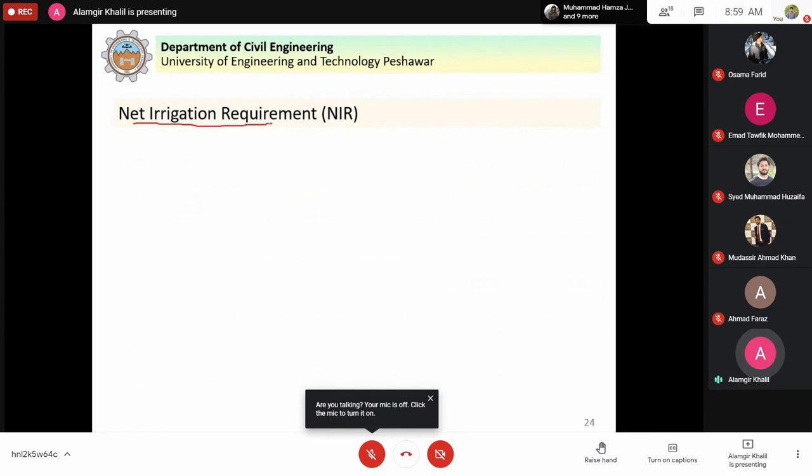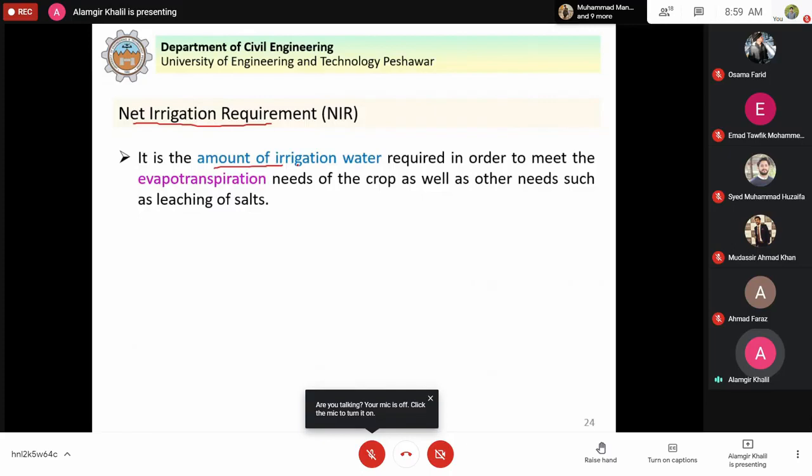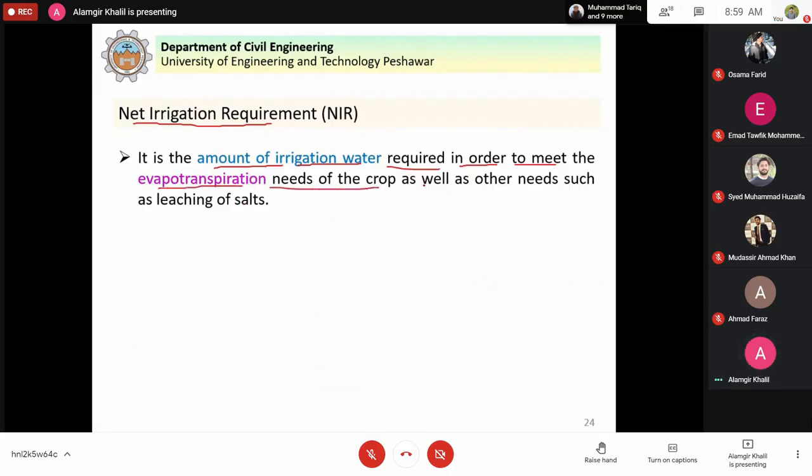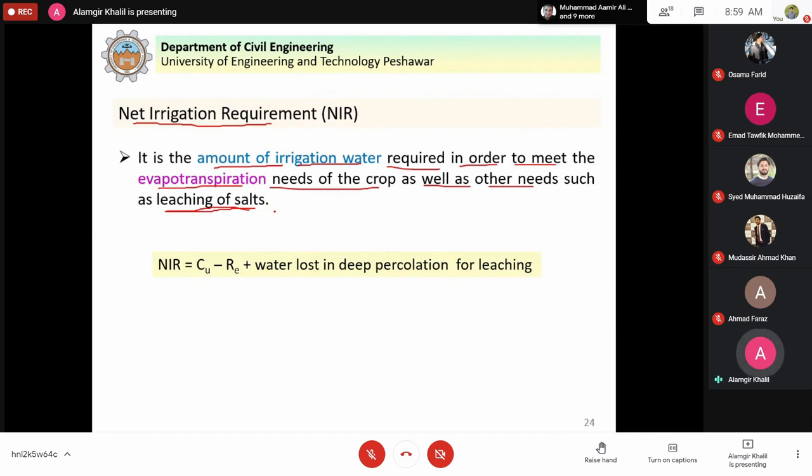Next we have net irrigation requirement. It is the amount of irrigation water required in order to meet the evapotranspiration needs of the crop as well as other needs such as leaching of salts. Because in the soil, sometimes harmful salts are present, which cause salinity. To remove them, we have to provide some additional water that can dissolve these salts, and then that water can be drained by either surface drainage or subsurface drainage. This is known as leaching of salts.